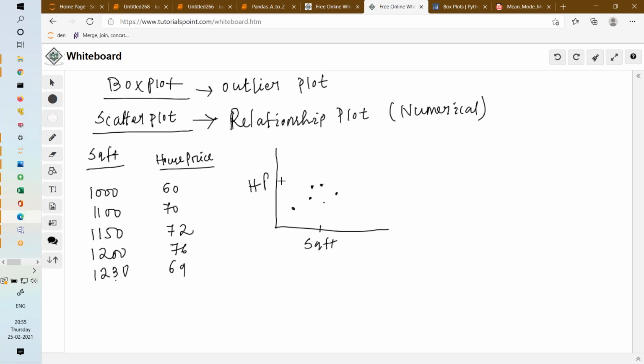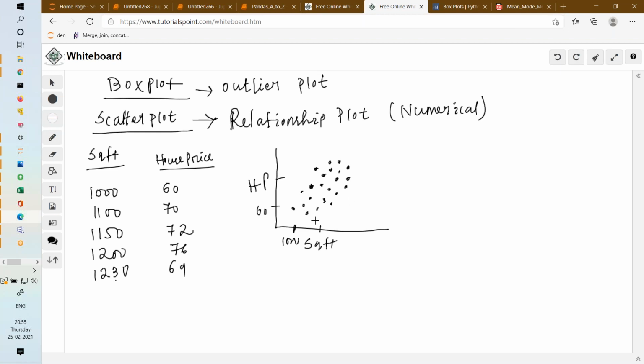So square feet is this and this. Let's say this is 1000 and this is 60. So one point like this, if I plot all of this, how many rows? Those many points I will get, right? So this kind of plot is called scatter plot. So all the dots, this is called my scatter plot.